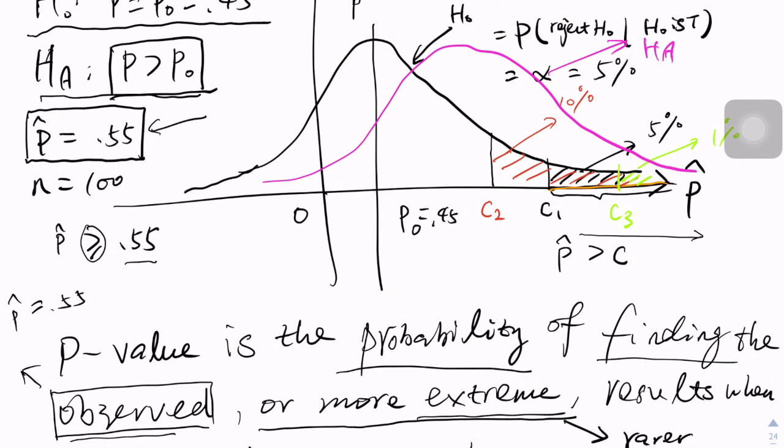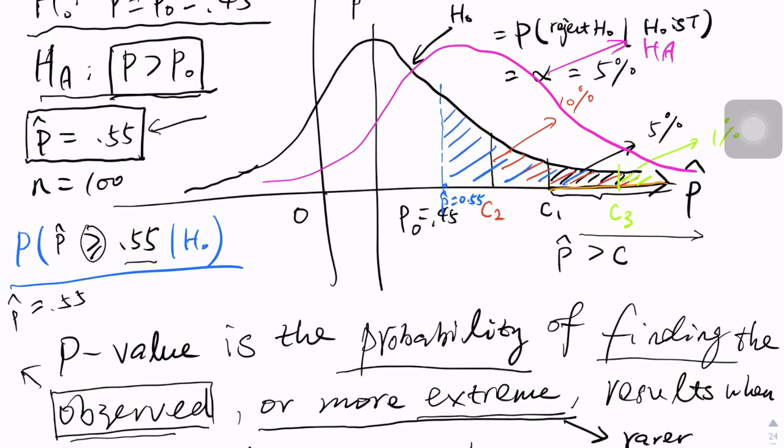Okay, so what we have observed is p-hat is equal to 0.55. And so the probability that p-hat is larger or equal to 0.55 under the condition that H0 is true is my p-value, right? So this would be my corresponding p-value, which is the corresponding area. So this green, blue area is my p-value. Then I compare to a specific alpha.